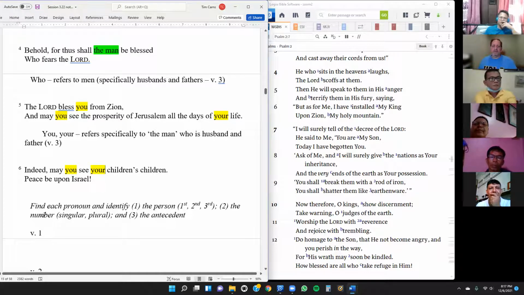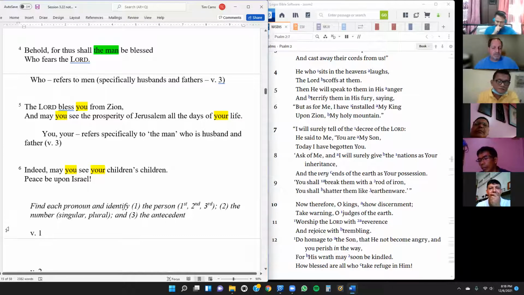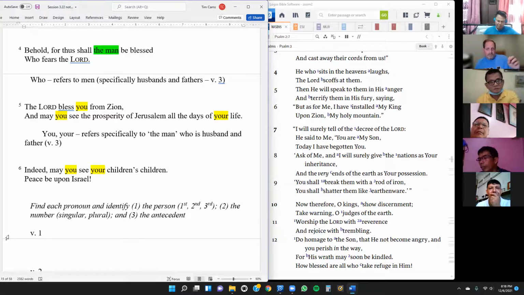So keep that in mind. If you're preaching a psalm, you want to make sure you know who the specific audience is, who's speaking within the psalm, who each of the pronouns refers to. That will help you then to best understand what is being said here. So verses 5 and 6 also apply to the same audience as verses 3 and 4 and 2, which is husbands and fathers in particular.